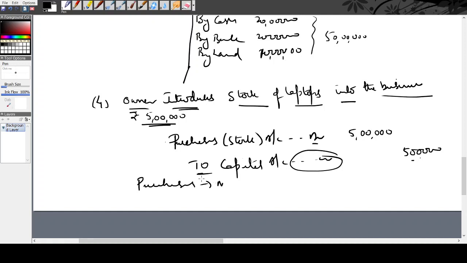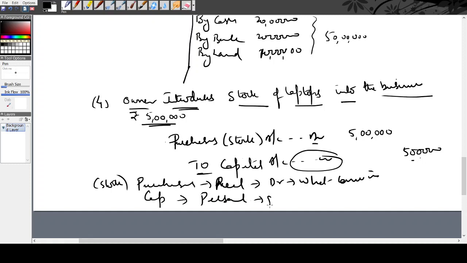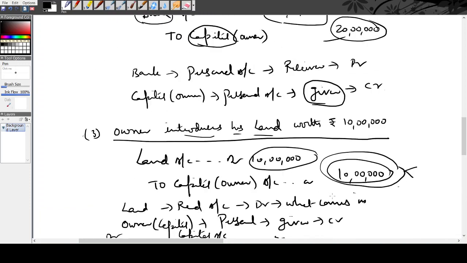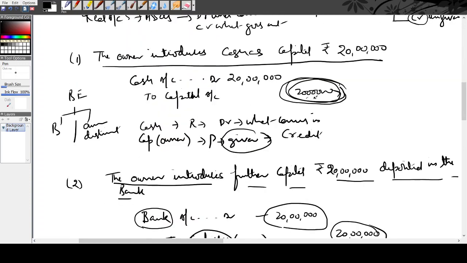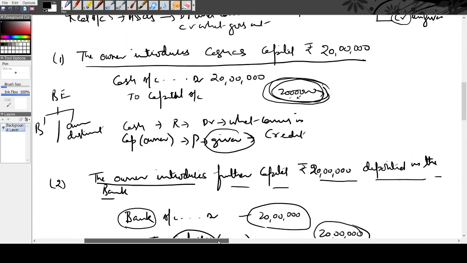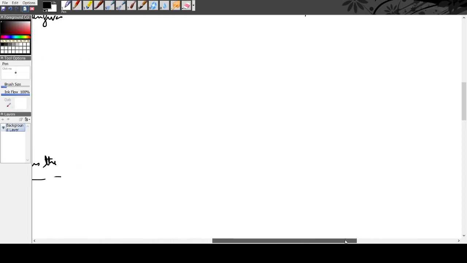So what's the logic? Purchases nominal, we can say stock account. Till the time we sell it, it is an asset. Once we sell it, the cost price of the stock becomes an expense for us. Stock is real account, debit what comes in, capital, personal account, giver, credit. Let us move on and see some more journal entries.